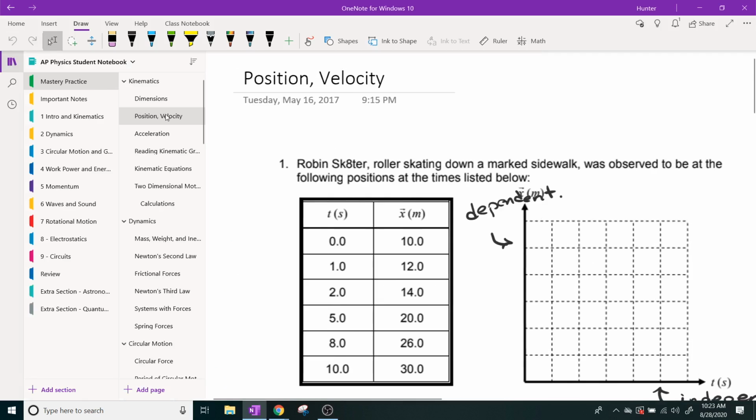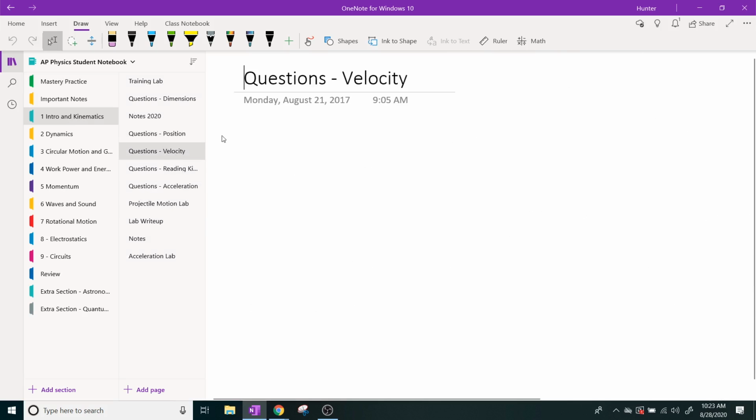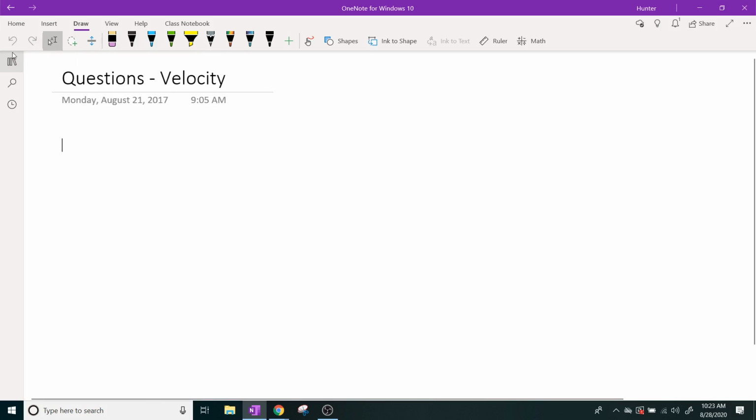So I'm going to switch on over to kinematics, and we'll put it in velocity this time. I think the big deal that's going to start happening on this one is that positions and velocities do not have to be in just one dimension. A one-dimensional motion would be like straight up and down. That's one dimension. Or straight left and right.